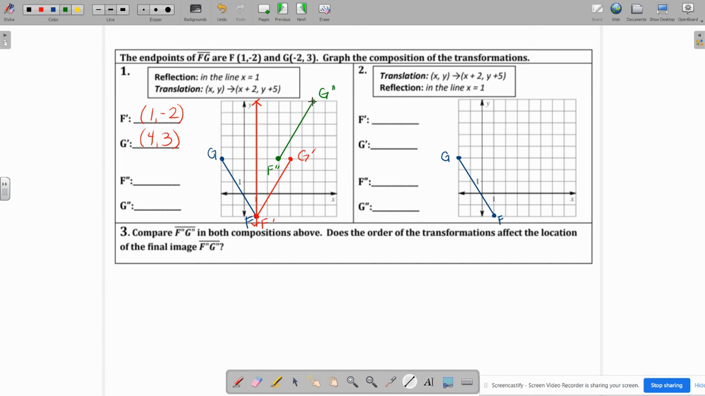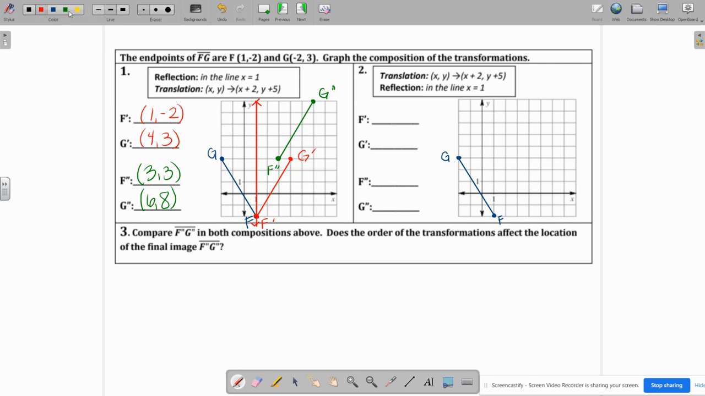So we can see where that segment is. And F double prime is at 1, 2, 3, 1, 2, 3. So (3, 3). And G, 1, 2, 3, 4, 5, 6, 1, 2, 3, 4, 5, 6, 7, 8. So G double prime is at (6, 8). So we can see what happened when we went about it this way.